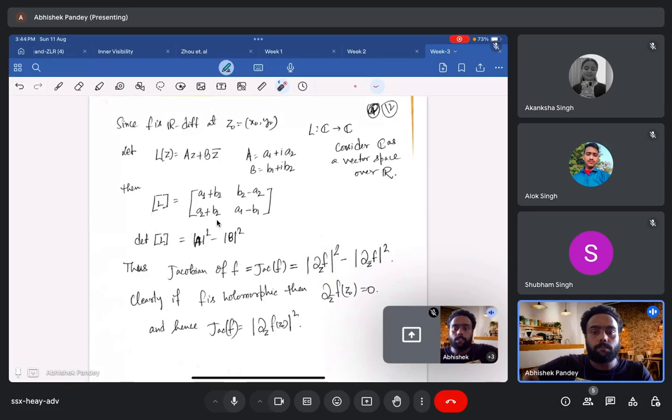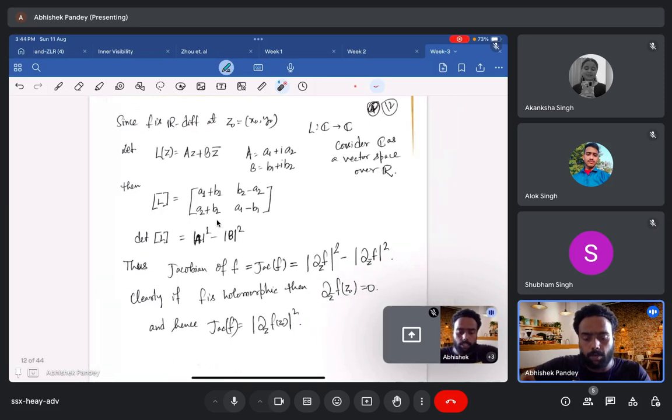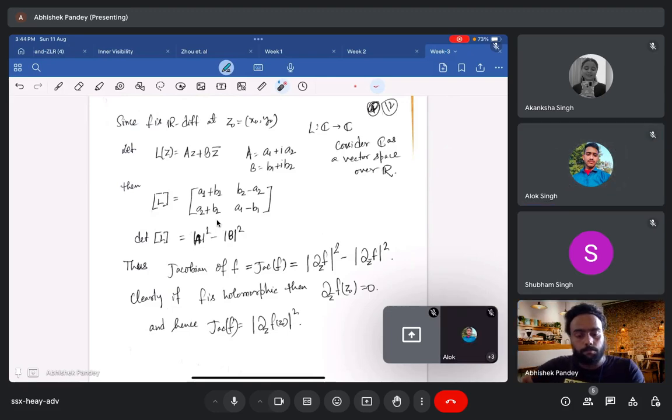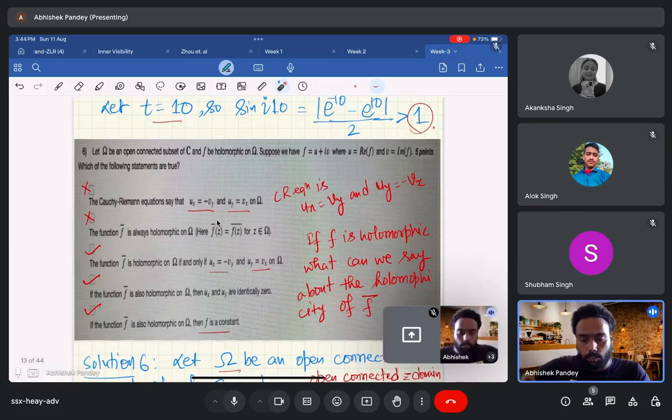Is this one clear? You just remember the form of this Jacobian of f. Yes, it's clear. Okay, so we'll see our first problem.